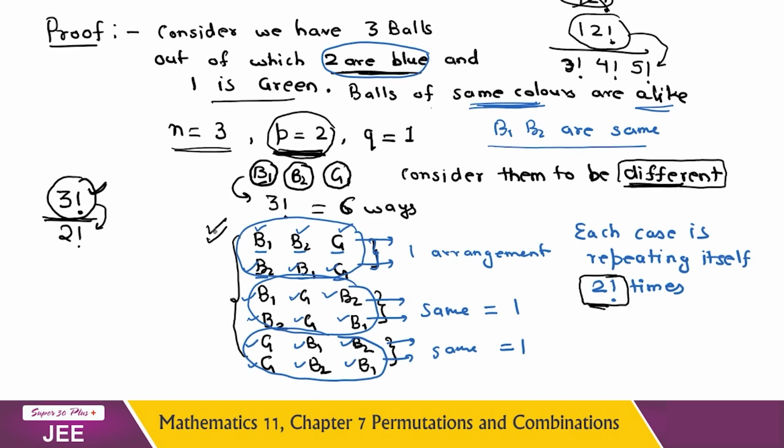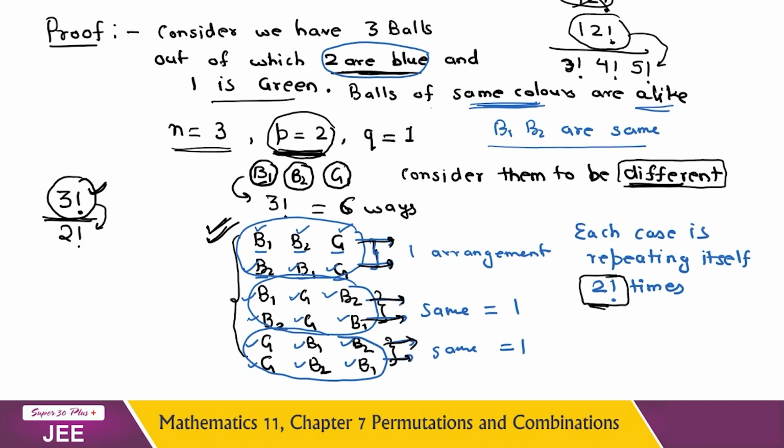I have tried to demonstrate with this example that these two arrangements are the same, these two arrangements are the same, and these two arrangements are the same, and that is why each case is repeating itself how many times?